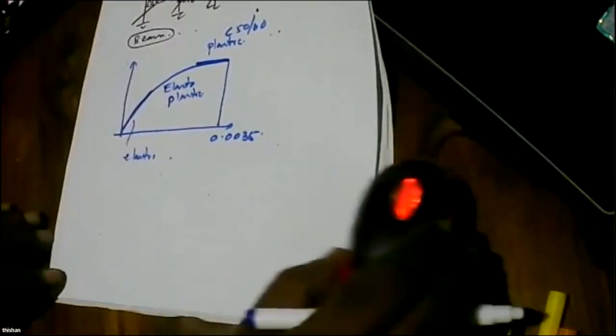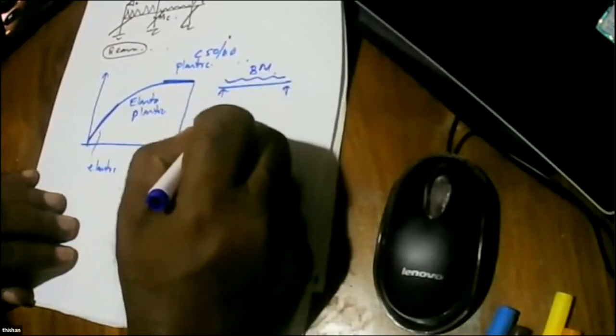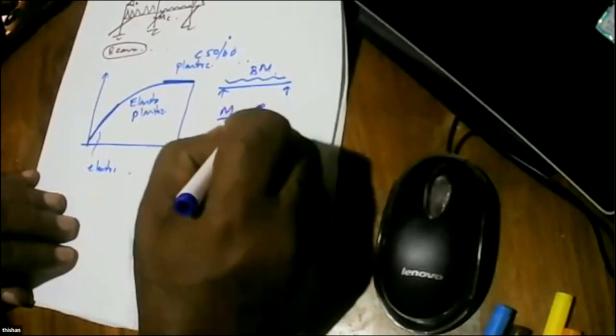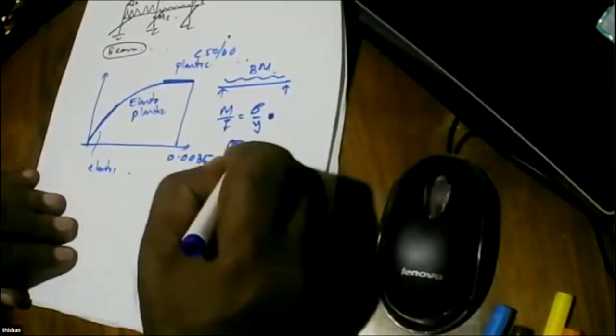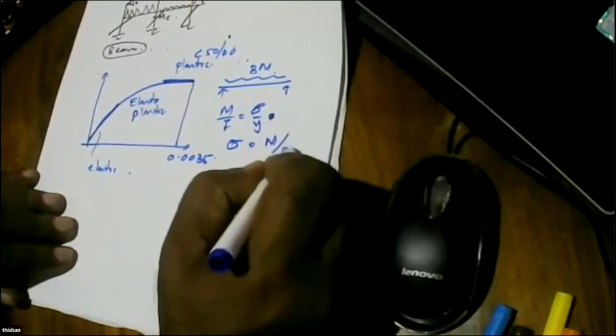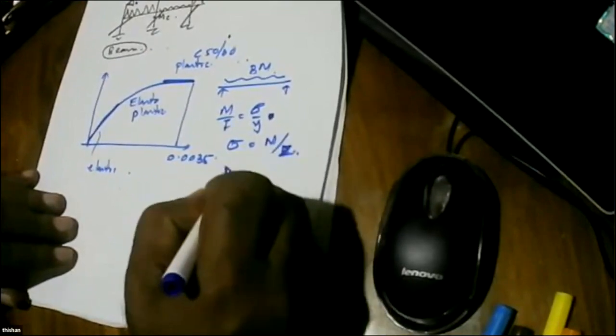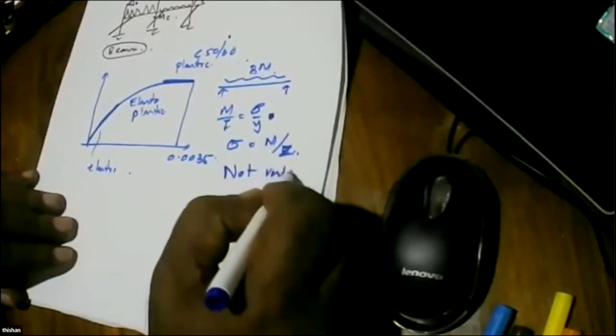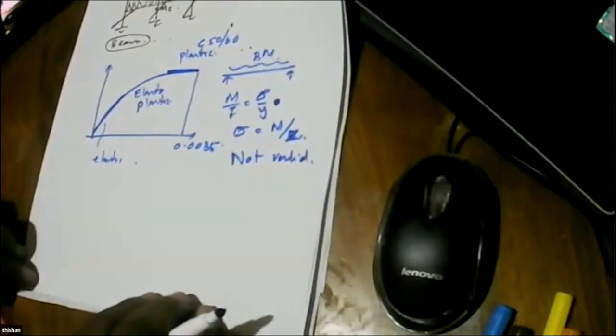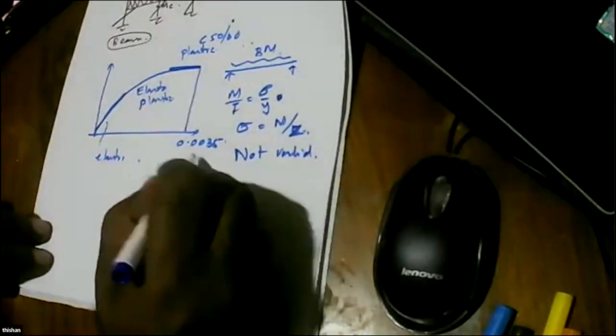So let's take a beam. If you take a steel beam, apply the load, find the bending moment, sigma = My/I is valid. Now these are not valid for concrete. Why? Concrete is cracked. So it's a cracked material.